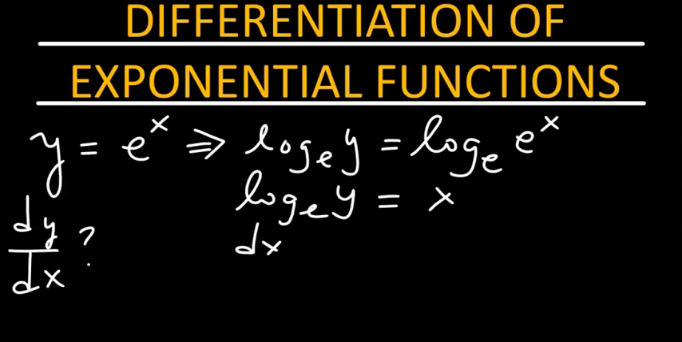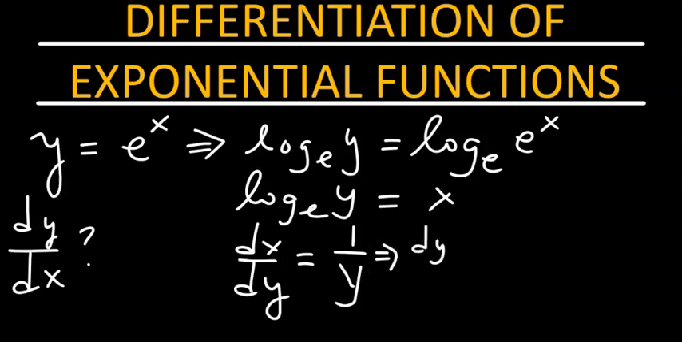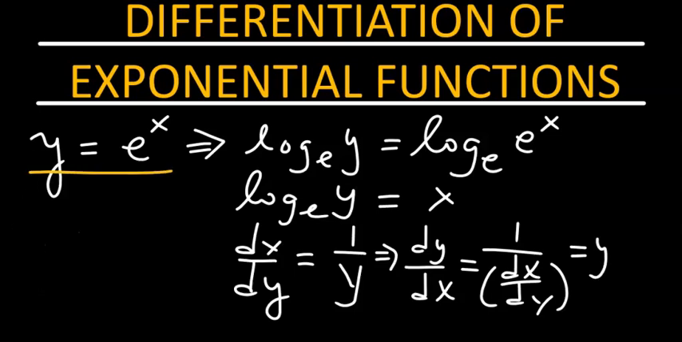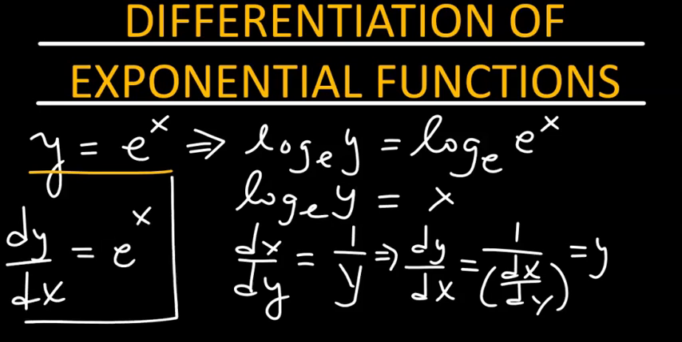Now let's differentiate x with respect to y. This is quite simply 1 over y, as we have seen from our previous video. And dy/dx is 1 over dx/dy. That means it is just y. But we know y is just e^x. So that means dy/dx is e to the power x.